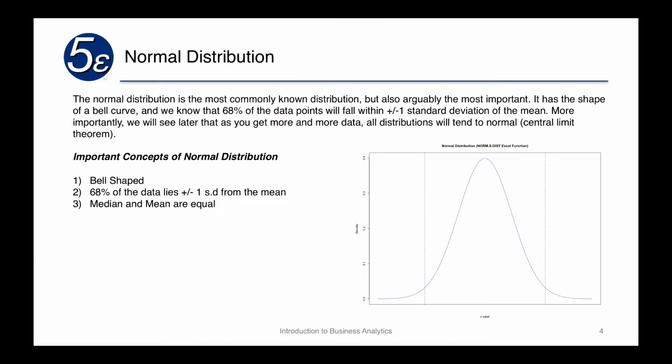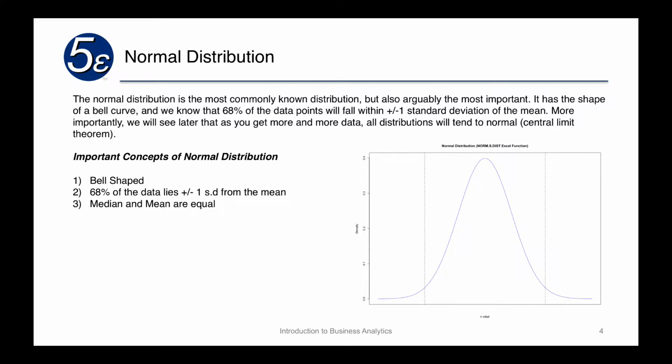The normal distribution is the most commonly known distribution, and arguably the most important. It has the shape of the bell curve, and we know that 68% of the data points will fall within plus or minus 1 standard deviation of the mean. We also know that 95% will fall within 2 standard deviations, and 99.7% will fall within 3 standard deviations. So there's a lot of knowledge gained by knowing that a distribution is normal.